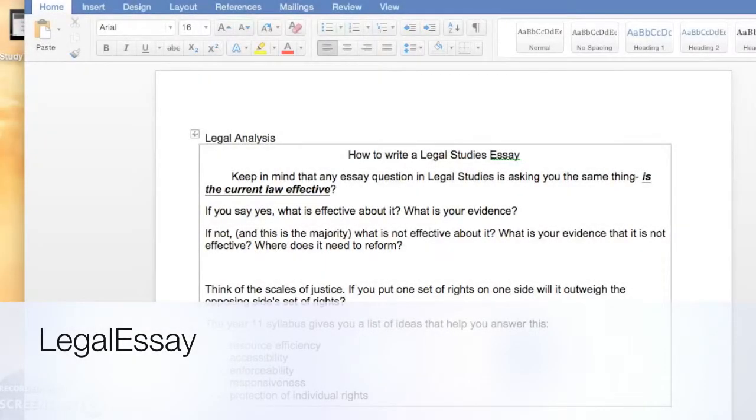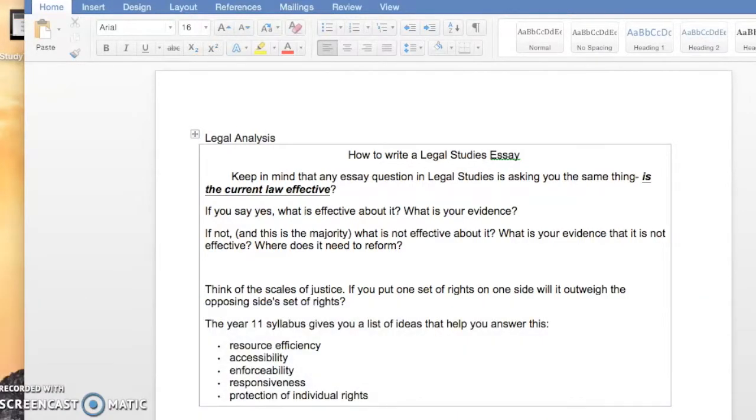Today we'll be talking about legal analysis and how to write a legal studies essay. This is mainly for students of Year 12 legal studies, but if you are studying law at university, this may be helpful as well. Except at university, you get a better grade if you are able to critique these. You do that in legal studies, but at university you obviously do that at a more advanced level. So let's get started. So we're going to start with how to write a legal studies essay.